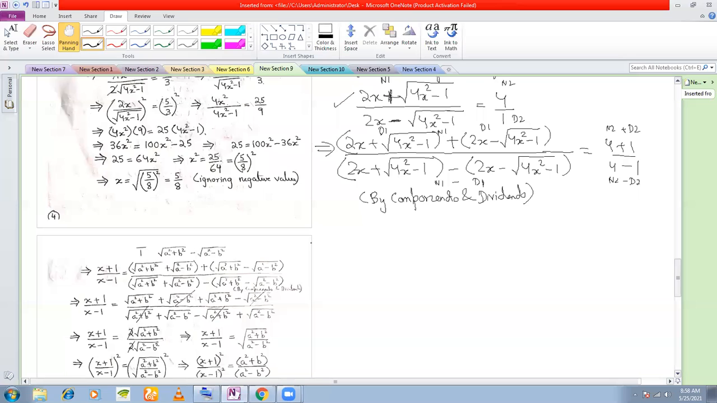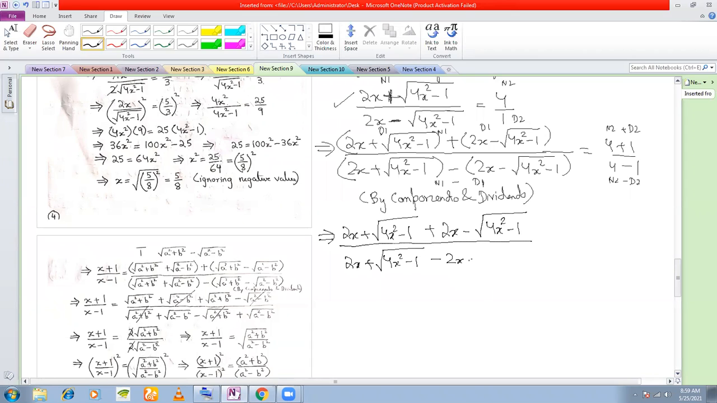In the next step, you open the brackets. And on the right hand side, you have 5 by 3.